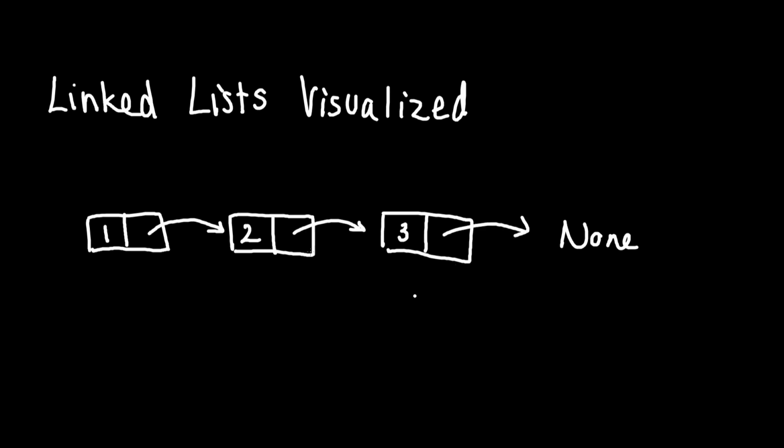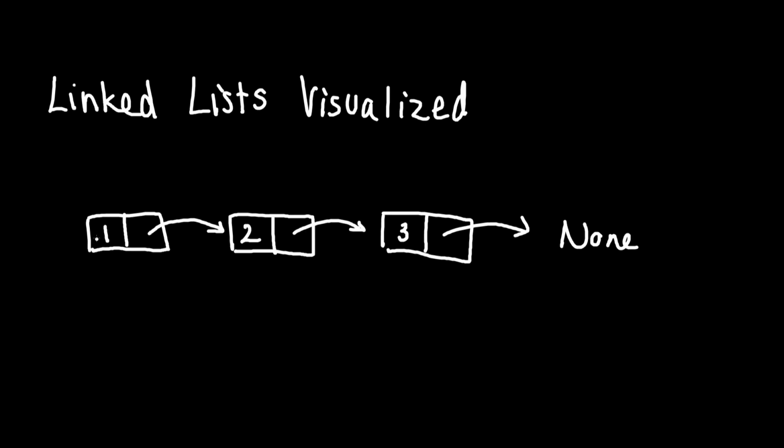Now, something important to keep in mind, by the way, is that the next pointer does not point to the value in the next node. It points to the node as a whole. All right, and we'll see that when we look at the code just after this. But yeah, it's very important.